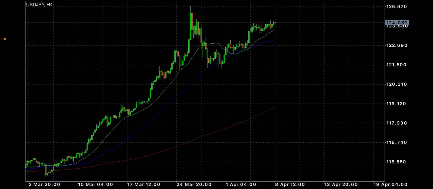We're going to be discussing the USDJPY. But before we go ahead and break down this chart and this currency pair, we have to state that this information is for educational purposes only. This is not financial advice.